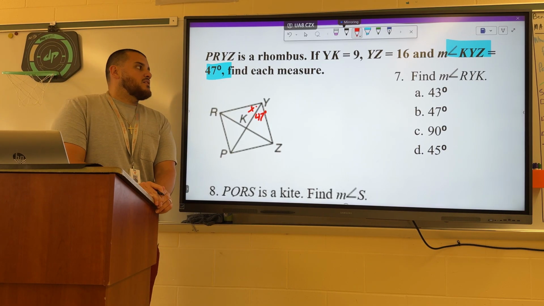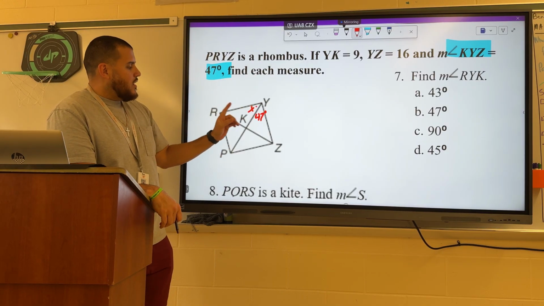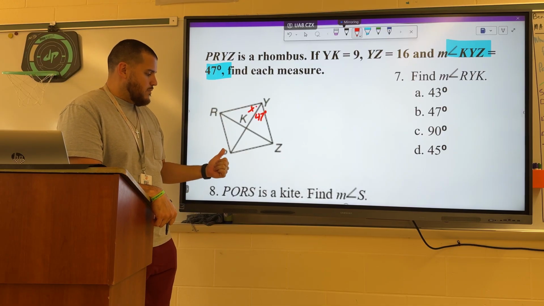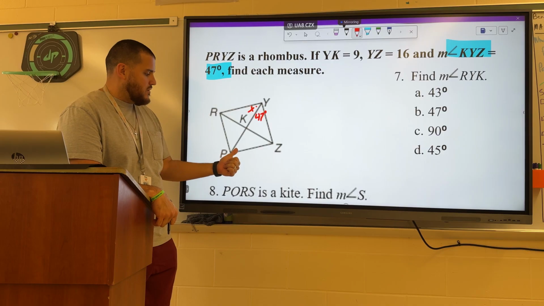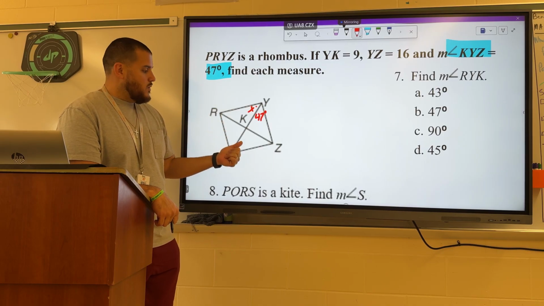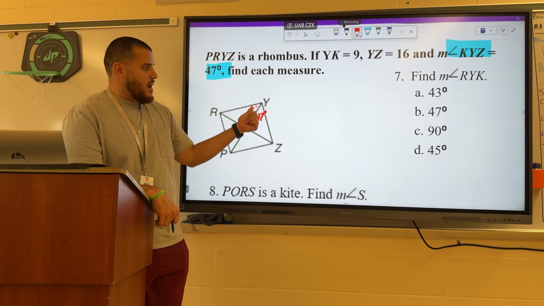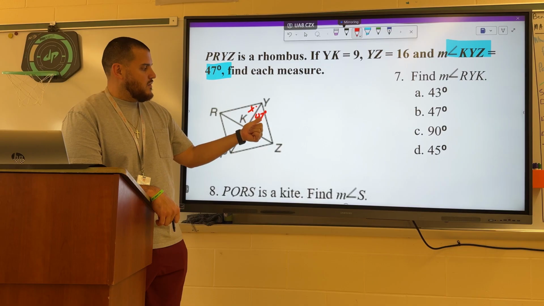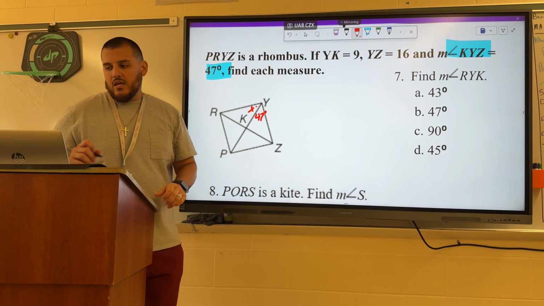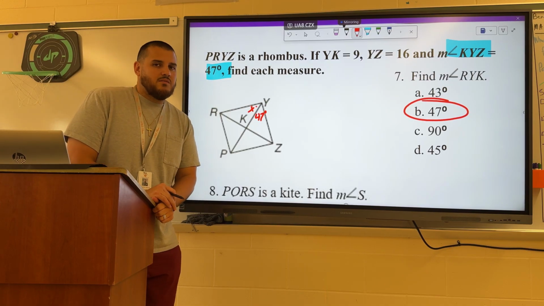And the property that matters here is that in a rhombus, which our directions say this is, the diagonals are bisecting these angles in the corner. So this whole corner where P is getting cut in half, that means those two angles have to be equal. This corner where R is cut in half, those two angles are equal. This corner where Z is getting cut in half, those two angles are equal. This corner where Y is getting cut in half, these two angles have to be equal to each other. So if this is 47, X is 47, angle RYK is 47 degrees.